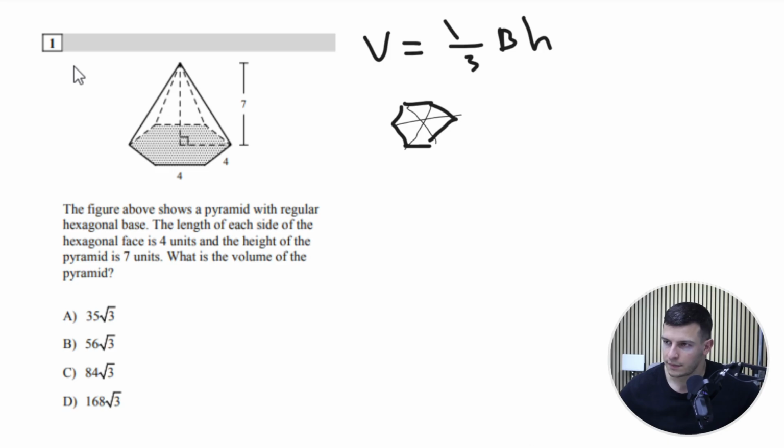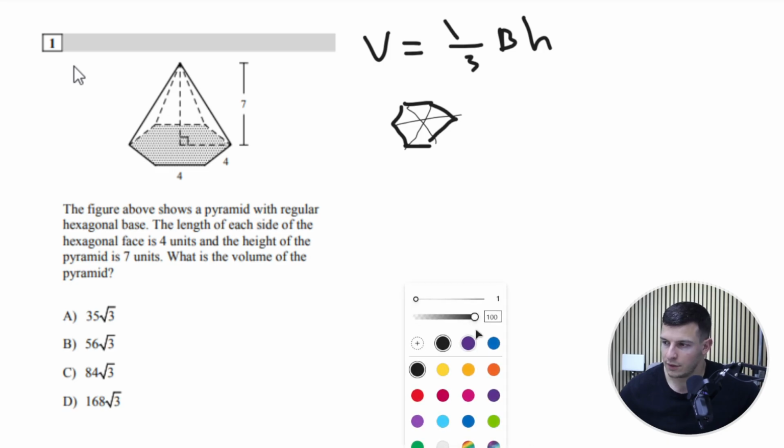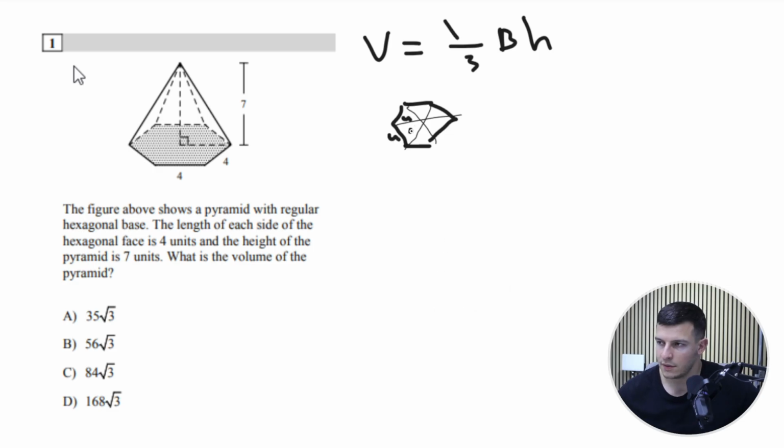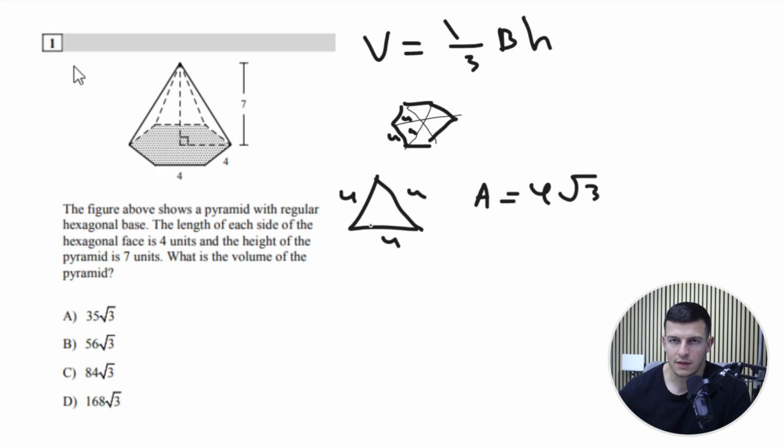And all of them are going to have 4 as their side. So 4, 4, 4. Now, if you have an equilateral triangle with 4, 4, and 4, the area of that is going to be 4 square root of 3. This is known, but you can also drop a height. This is 2. This is going to be 2 square root of 3. Do base times height, you'll still get to the same answer.